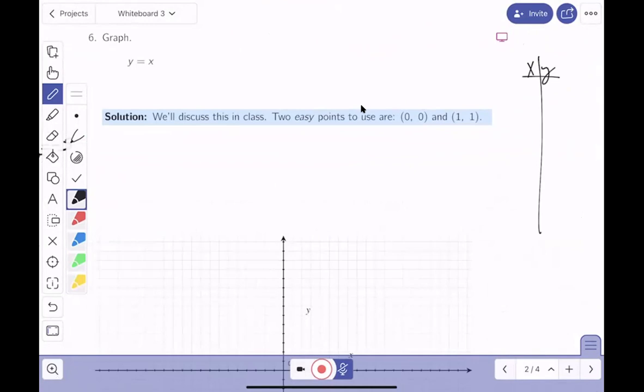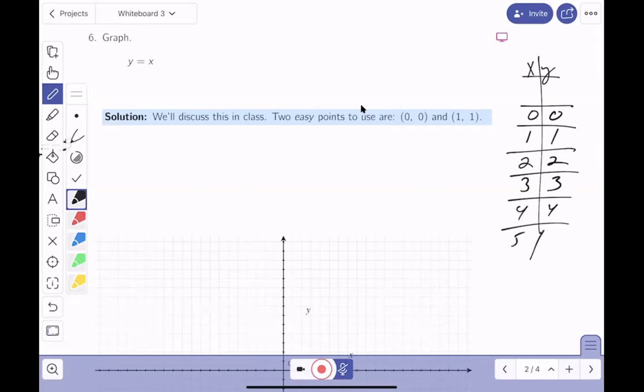Well, I'm going to set X to be 0. It looks pretty easy. If you did that, what would you get? It couldn't be easier: 0. Set X to be 1. What would you get for Y? 1. I could do this all day long. X and Y are the same numbers. Not that I want to do it, but you can do it all day long.